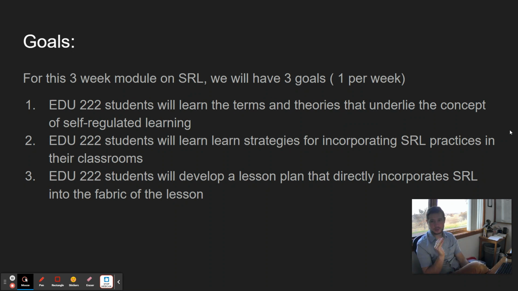So this first week's not going to be very practical. I'm just going to give you theory, and then it gets highly, highly practical next week, and then we'll end our 3 weeks with another lesson plan assignment. That's an SRL-based lesson plan. So that is the goal. That's the trajectory we are on.